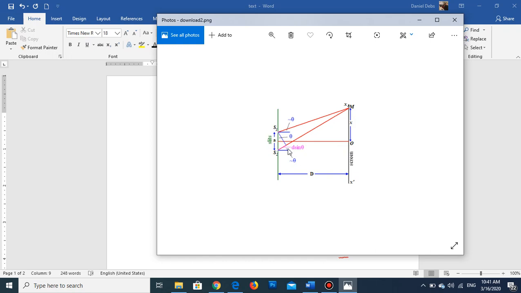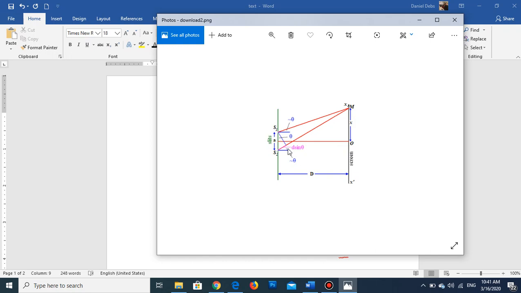In Young's experiment, at any point you choose on the screen, delta will be D2 minus D1, which is S2M or N or O or P, etc., minus S1M, N, O, P, etc. Now, geometrically, from this figure, we can show that S2M minus S1M is equal to AXM over D. The proof of this is not required here.